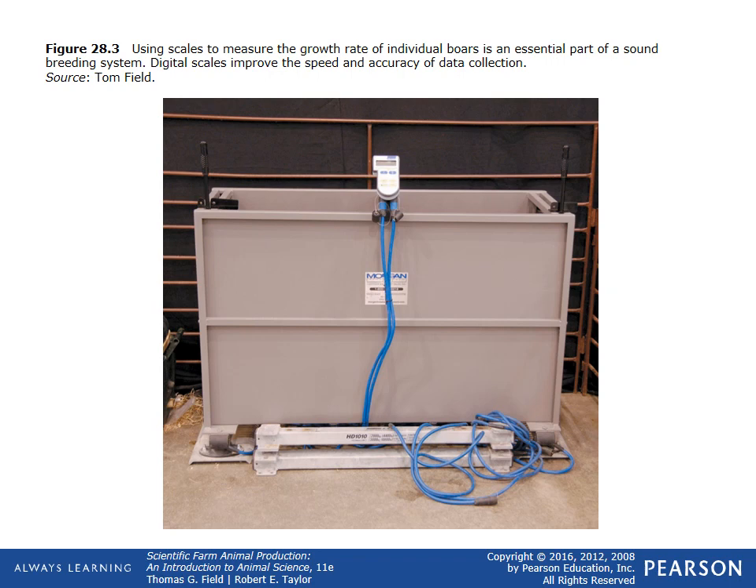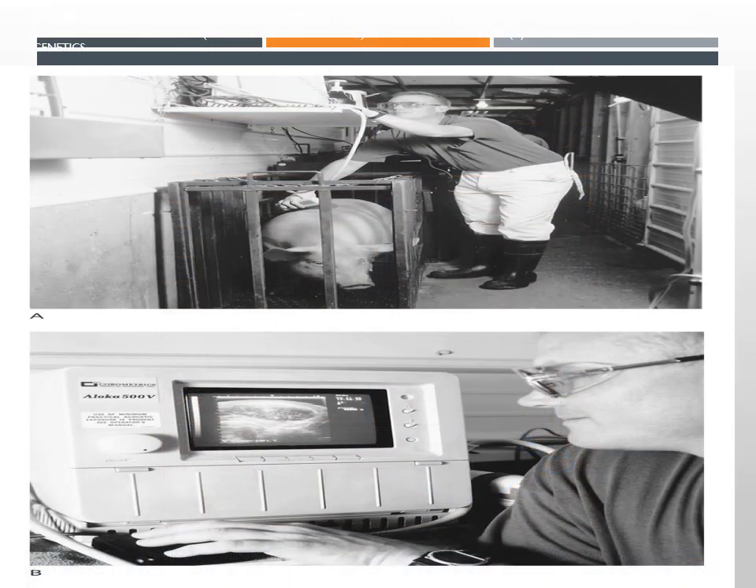Can't be done though without measuring body weight, and here's a nice scale system that really can quickly and accurately and electronically run body weights, and so we can pull pigs out of pens and run them across the scale quickly and monitor and collect data in a speedy and accurate way.